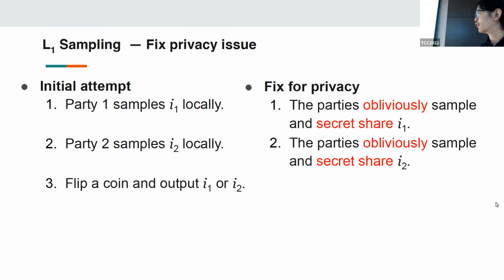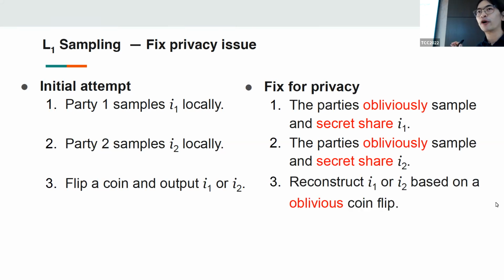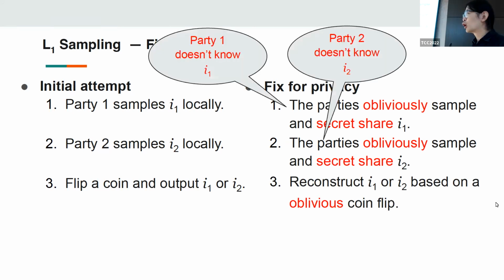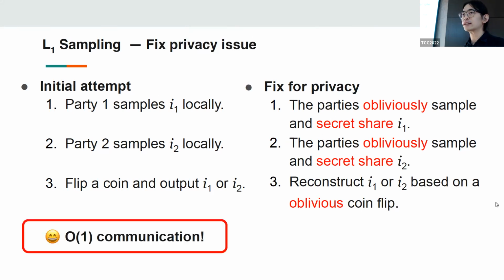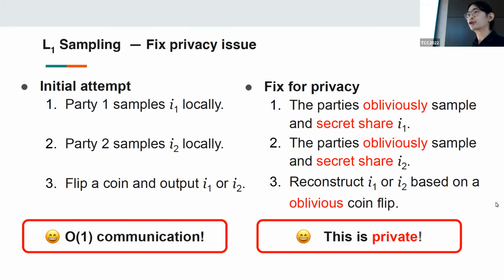Then similarly, we flip the coin. This time, we flip the coin inside the FHE and decide which one to reconstruct and output to both parties. So now party one no longer knows I1, and party two no longer knows I2. We achieve the same constant communication size, but this time it is secure and private. Great. So now we know how to do L1 sampling, which is a very easy case.